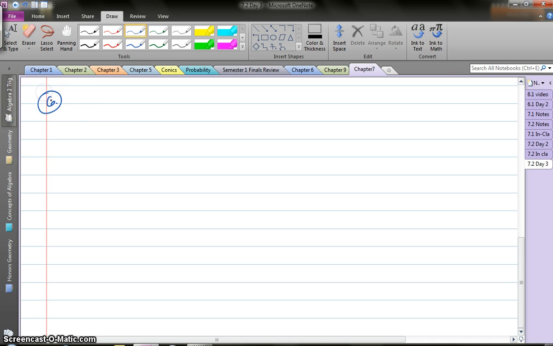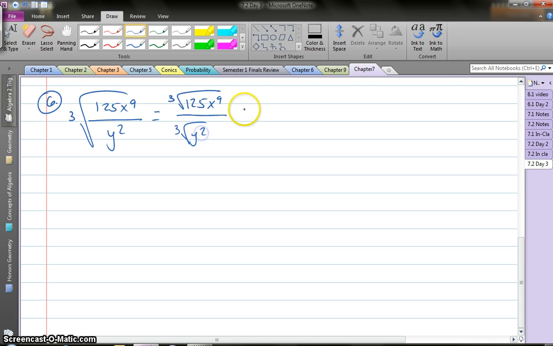Alright, number 6. Let's go, the cubed root of 125x to the 9th all over y squared. Now, whenever you have a big fraction under a whole root, I like to split it up. So cubed root of 125x to the 9th all over the cubed root of y squared. Right, so the cubed root of 125, well, that's just 5. And the cubed root of x to the 9th, that's 3 groups of 3. And then down here, I'm left with this.